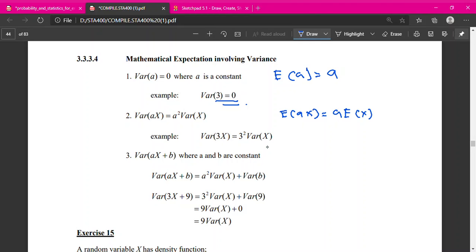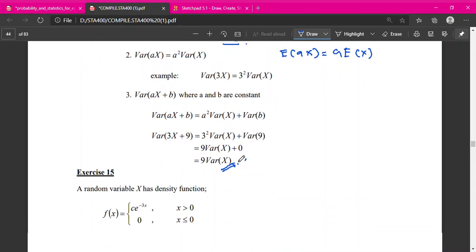So, macam ni, 3 square multiply variance X. Variance 3X will be the 9 multiply the variance of X. If we have, okay, let's say this, 3x plus 9, so it will be, bila you keluarkan 3 daripada variance, it will be 3 square, so 9 variance x, plus variance of the constant 9 will be 0. So, tinggal yang ini saja. Okay, so that's all for the variance.